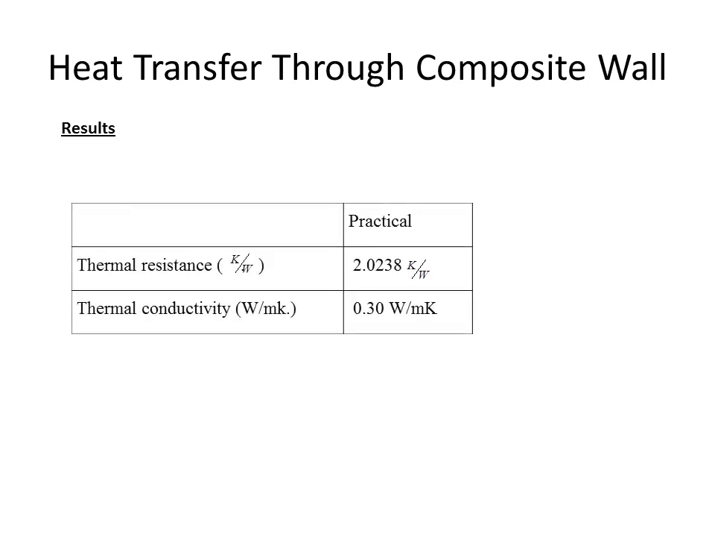Results. Thermal resistance is 2.0238 Kelvin per watt and thermal conductivity is 0.3 watt per meter Kelvin.